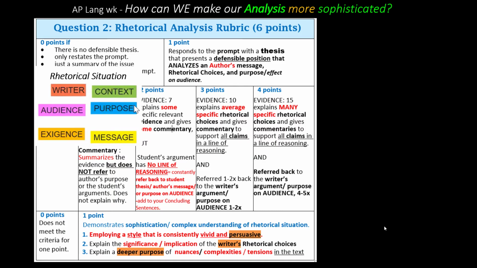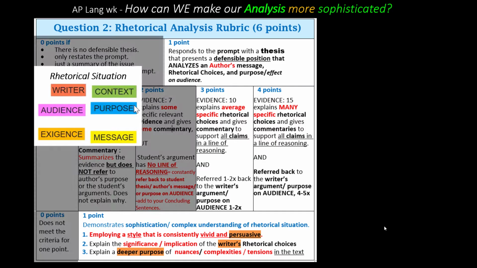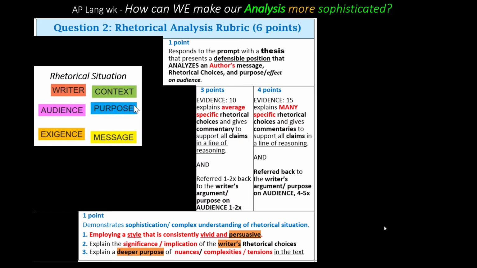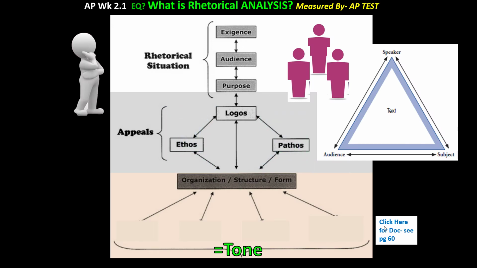Alright, so again, we're trying to look at 6 different things in our rhetorical situation: the writer and audience, the context, the message, the importance or situation, and the author's ultimate purpose or effect for the audience. Now, obviously, we have to explain with multiple examples and commentary, and then we've got to refer back to the rhetorical situation: the writer, the author, the audience, the purpose, the context, exigence, the message. And we've got to get sophisticated. Here's a couple slides to show you guys the importance.